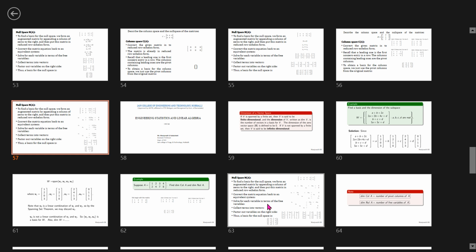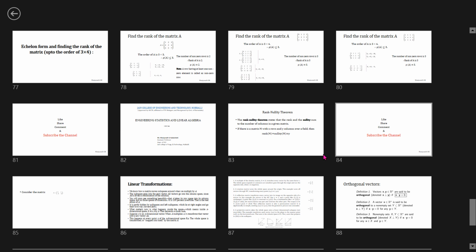So this is the rank nullity theorem. In this video we discussed it, and we will discuss the next concept in the next video.